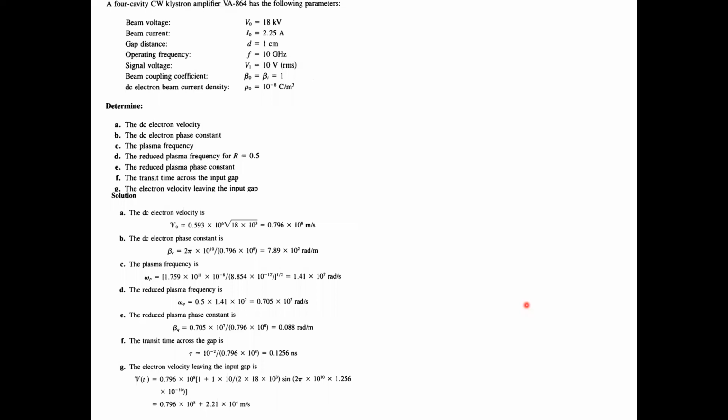So, a 4-cavity klystron. Here I am reading the statement. Since it is a 4-cavity klystron, it is a multi-cavity klystron example. Beam voltage 18 kilovolt, beam current 2.25 amperes, gap distance 1 centimeter, operating frequency 10 gigahertz, voltage 10 volt, beam coupling coefficient 1, and the beam charge density 10 power 8 coulombs per cubic meter. So this is the entire data required to solve the given questionnaire.